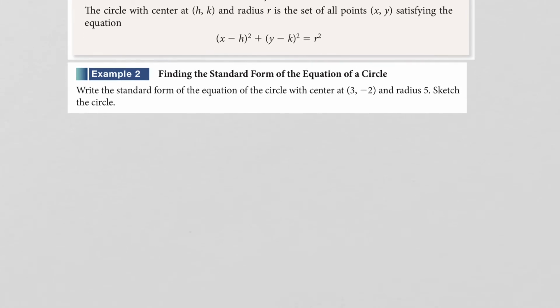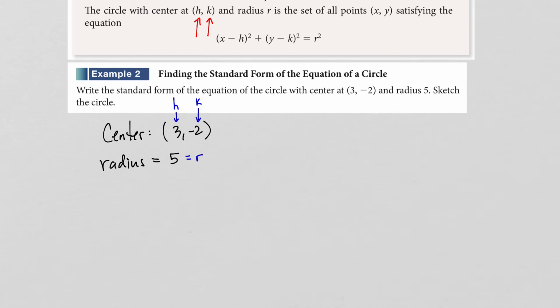So in our next example, we want to write the standard form of the equation of the circle with a center at (3, negative 2) and a radius of 5. So I'm going to write down that information. Our center is (3, negative 2), and our radius, in this case, is 5. Keep in mind that the center of your circle is given by h and k. So in this particular problem, h is 3 and k is negative 2. And then your radius is 5. That's the quantity r.